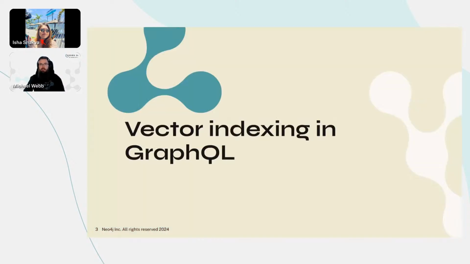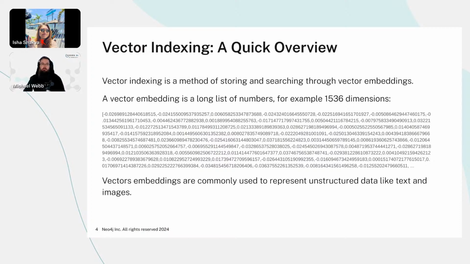Okay, so vector indexing in GraphQL, a quick overview. Vector indexing is a method of storing and searching through vector embeddings. What is a vector embedding? A vector embedding is a long list of floating point numbers. Here's a very small example on the screen at the moment. It's actually a lot shorter than the real one. The real one is 1,536 dimensions, which can be considered a small amount of dimensions, actually.